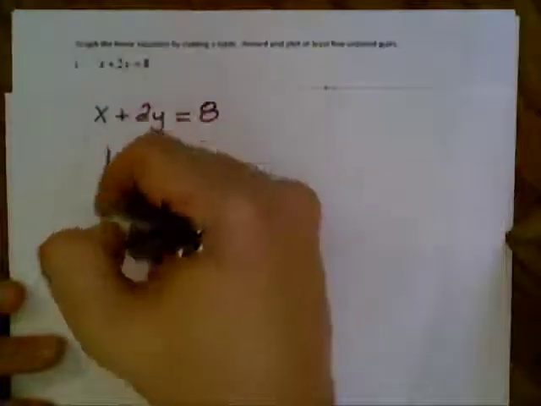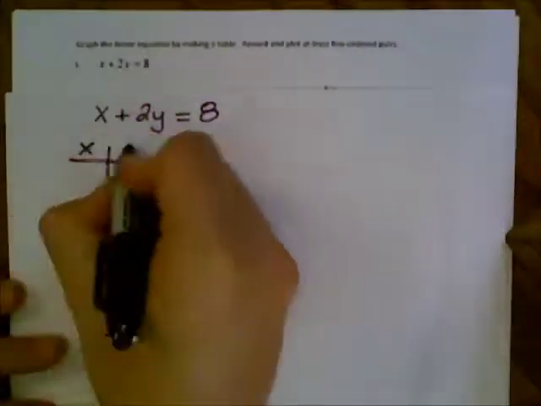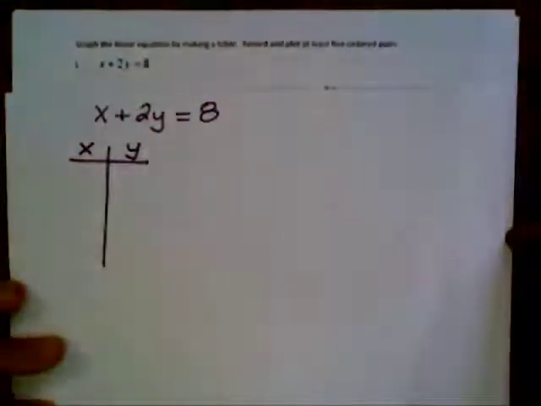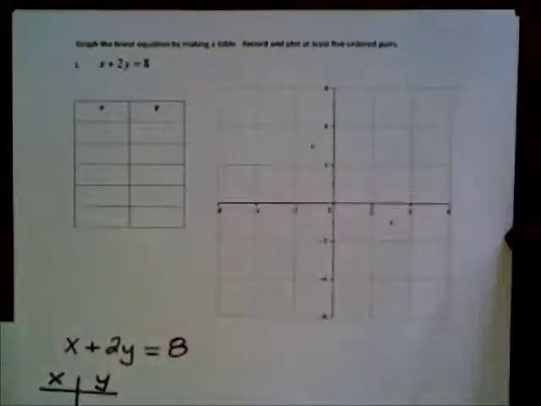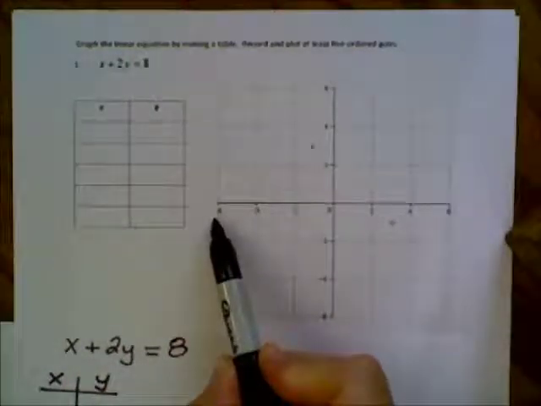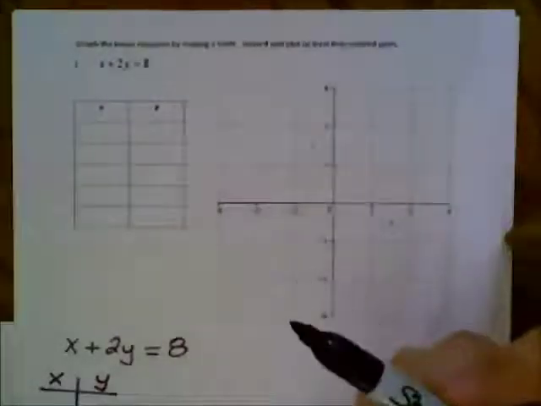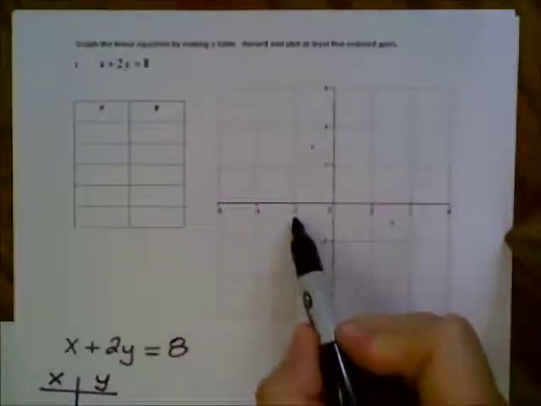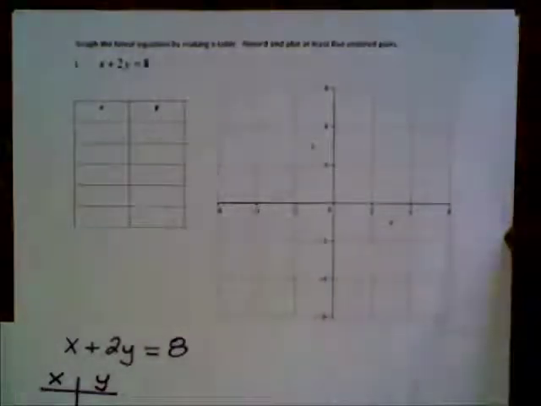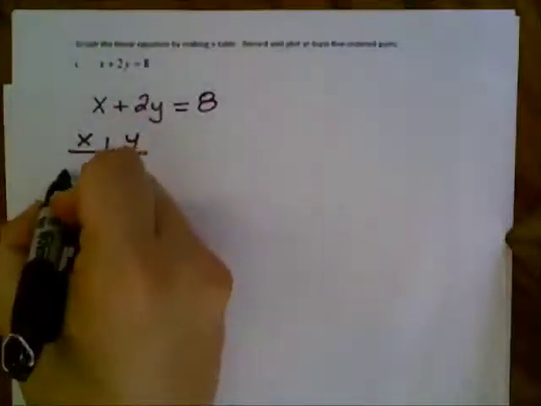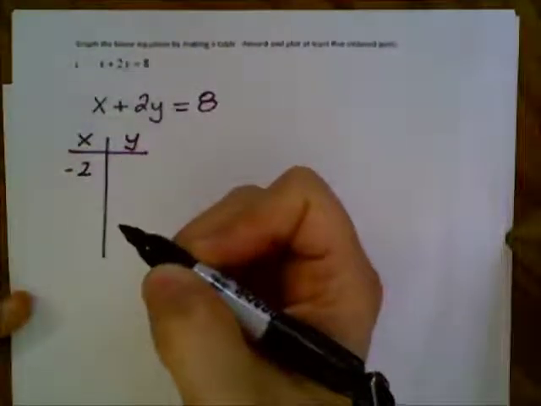So we're going to make an XY chart with our results. And as I peek ahead, I see that my graph paper has been numbered from -6 to +6, both axes. I'm going to have some room for some negative input and some positive input to find the output y. So I think I might start with letting x equal -2.